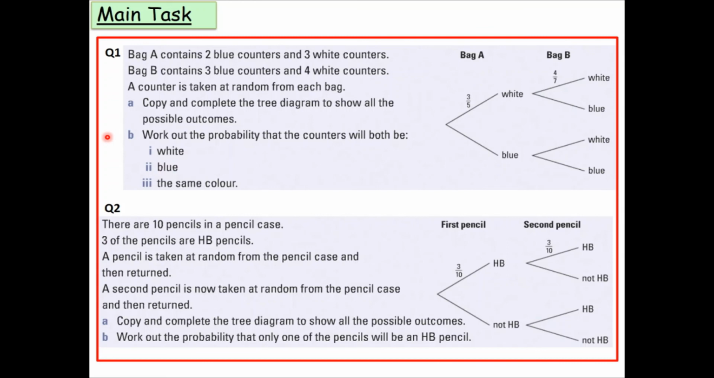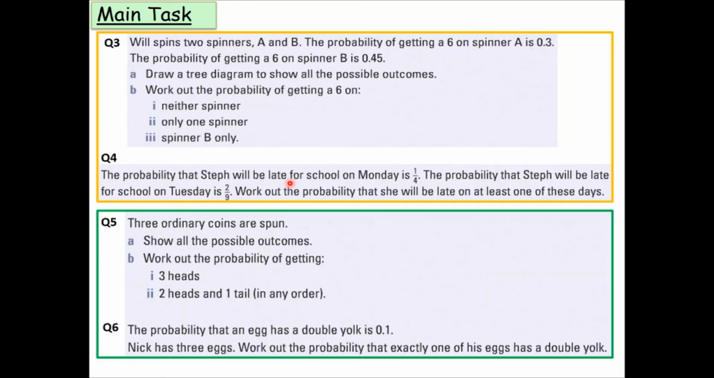So for the main task of this lesson, I would like you to do one of the questions from the red, one of the questions from the amber, one of the questions from the green. So that's three questions in total. Once you've done your three questions, take a photo of your work, making sure you draw your trees and show all your working out, and upload an image of your work onto ClassCharts for you to have completed the work for this lesson.